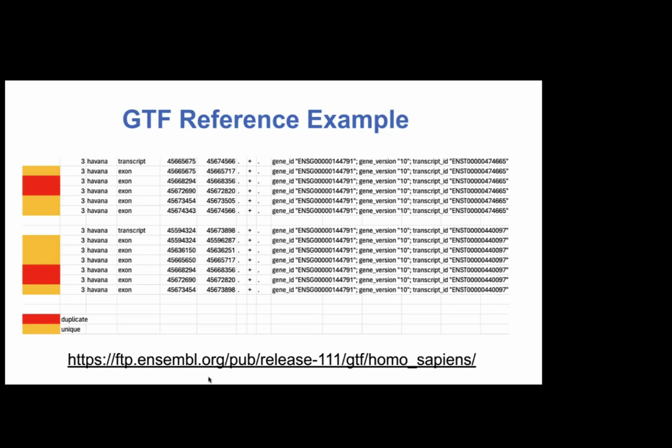Okay. And then what I wanted to show in this one is also that you can see this for different transcripts. Here we have two transcripts, right? This is the first and this is the second. They belong to the same gene, but they also share some exons. The red ones are duplicated, so these occur multiple times, but the yellow ones are unique to these two transcripts.